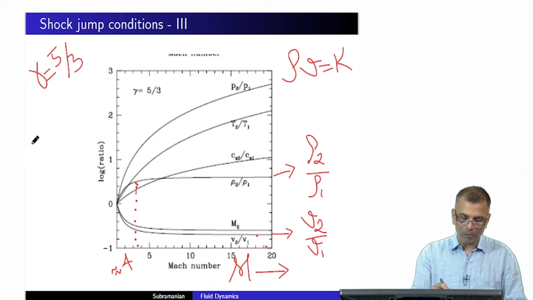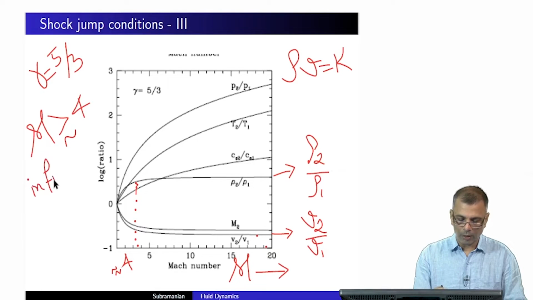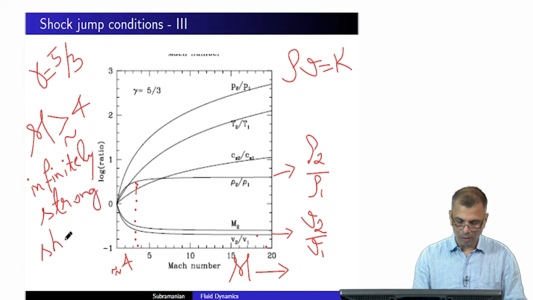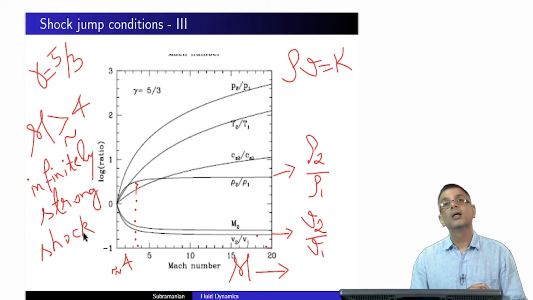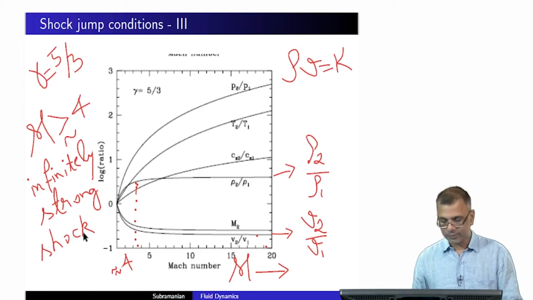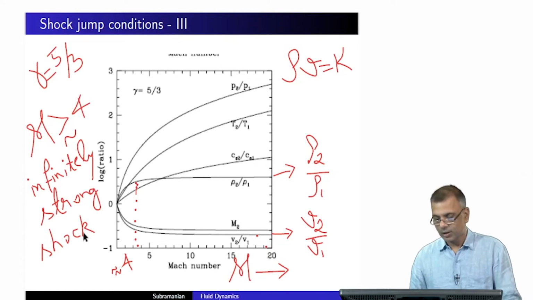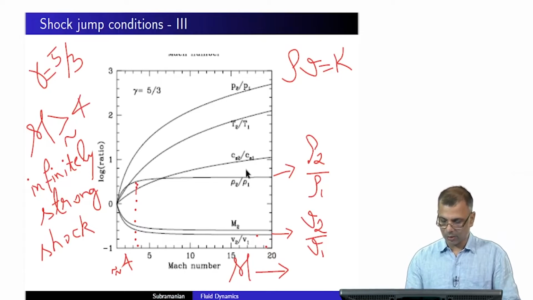So that's why people normally say an infinitely strong shock. Okay, so I don't want to belabor this. So this is how the ratios look for the density jump and the velocity jump.